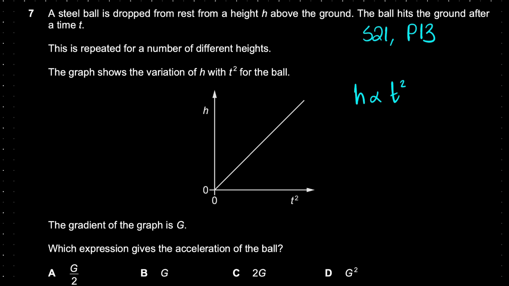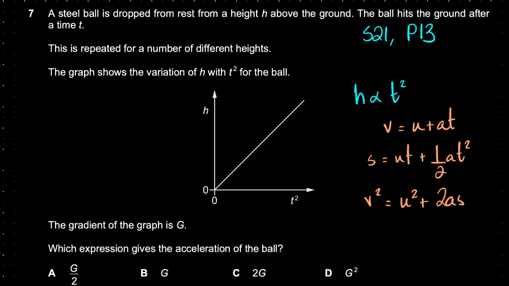So a straight line graph between h and t square implies that h is proportional to t square. So the first hint I get from this is I need to find an equation that relates h and t, but the t should be t squared. So if I think about my equations of motion, let's first write all of them down. This is V equals U plus AT, which is the first one. The second one is S equals UT plus half AT square. And the third one is V square equals U square plus 2AS.